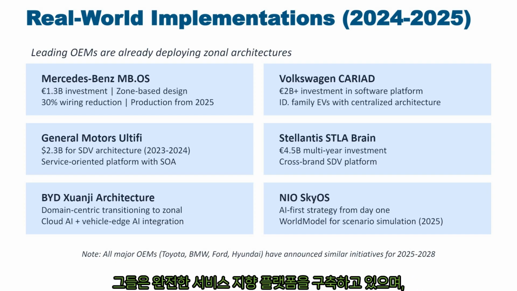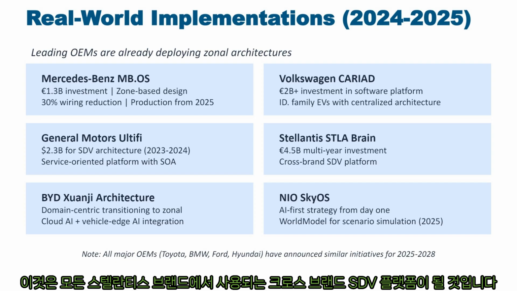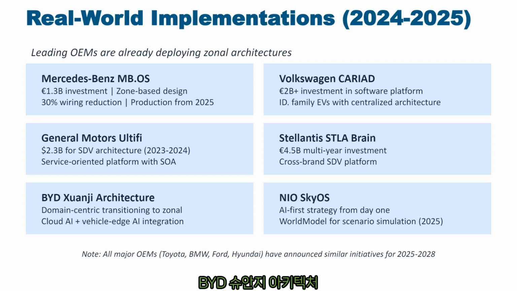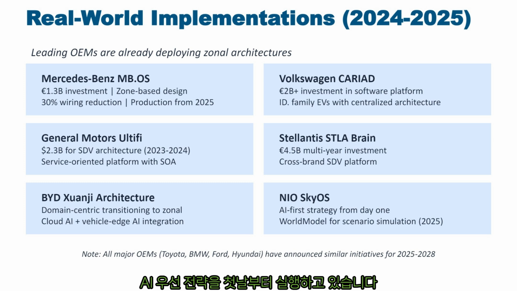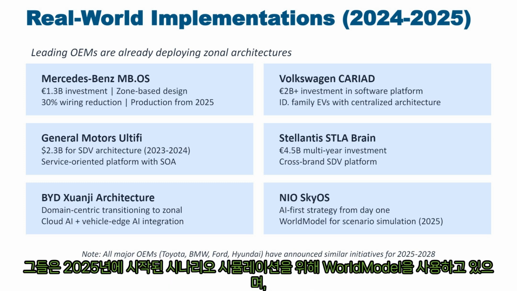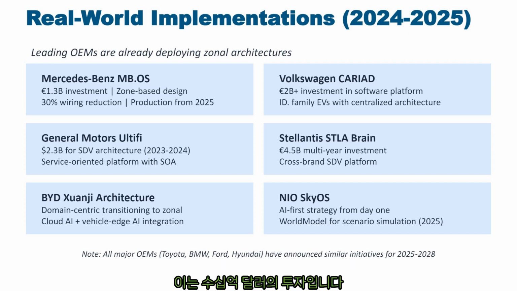Stellantis STLA Brain, 4.5 billion euros in multi-year investment. This will be their cross-brand SDV platform used across all Stellantis brands. Baidu's Jishi architecture. They're transitioning from domain-centric to zonal, integrating cloud AI with vehicle edge AI. Neo's SkyOS. AI-first strategy from day one. They're using a world model for scenario simulation that launched in 2025. And the note at the bottom: all major OEMs, Toyota, BMW, Ford, Hyundai, have announced similar initiatives for 2025 to 2028. This is billions of dollars in investment, thousands of engineers. This is the industry's future.